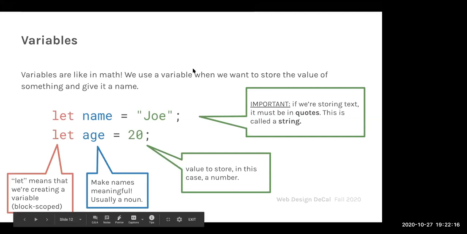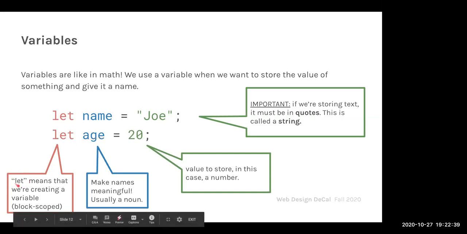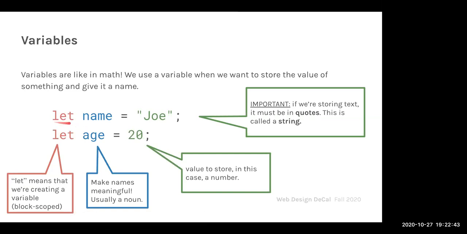So first off, what are variables? Well, variables are similar to what we see in math, where we assign a certain string or number, whatever that may be, to a variable, which is represented by, in this case, name and age. Within JavaScript, in order to declare a variable, you'll need to use the let keyword, which tells the JavaScript compiler that we're creating a variable and assigning this value to that variable.